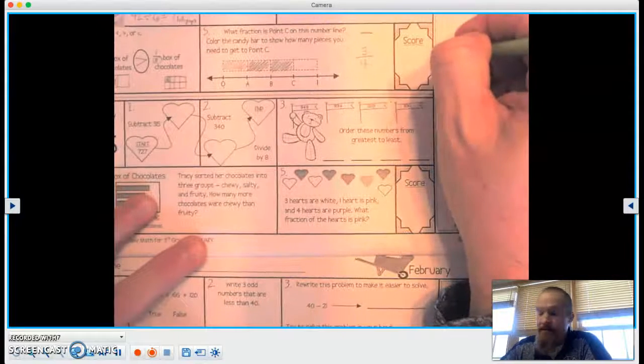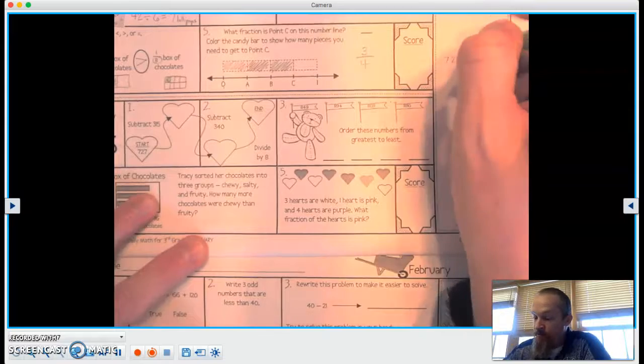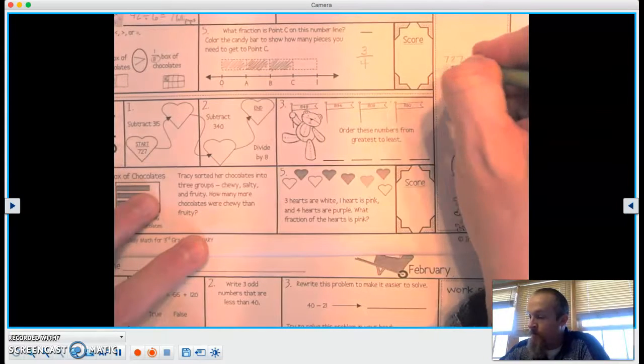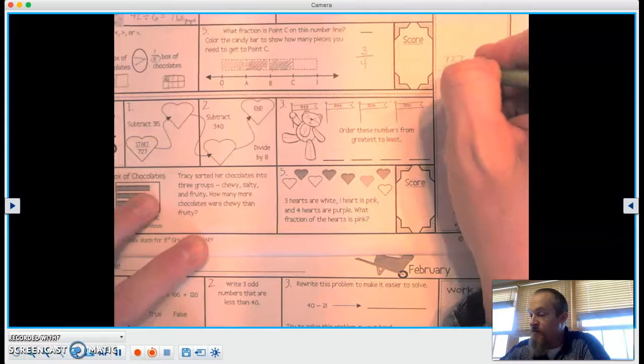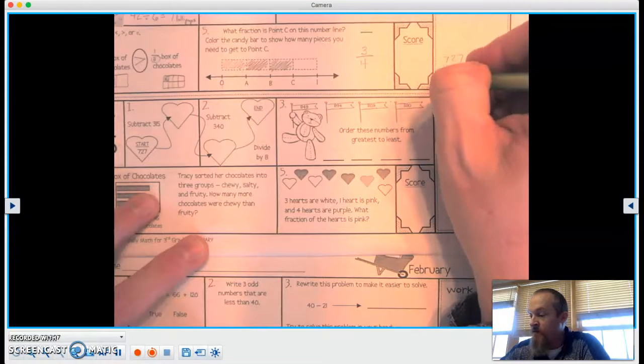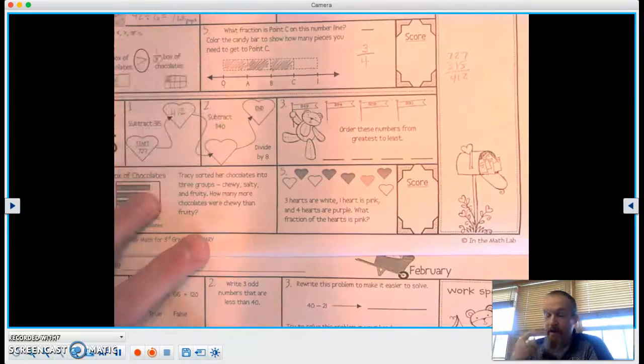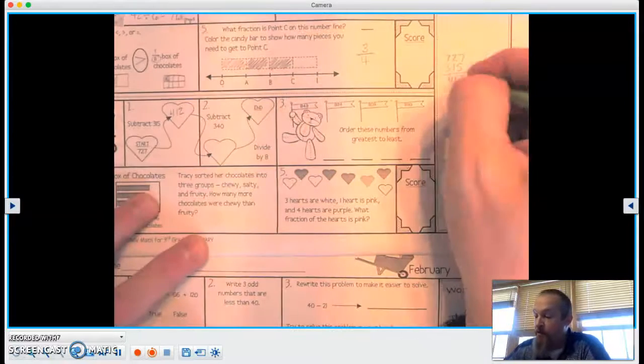So we start over here, 727, and subtract 315. 7 minus 5 is 2, 2 minus 1 is 1, and 7 minus 3 is 4. So 412. Now we're going to subtract 340.